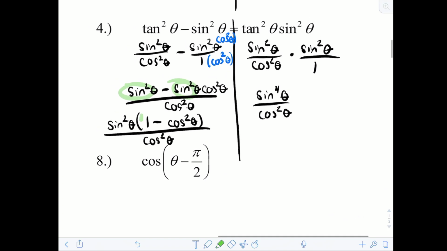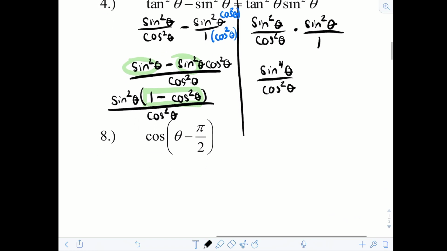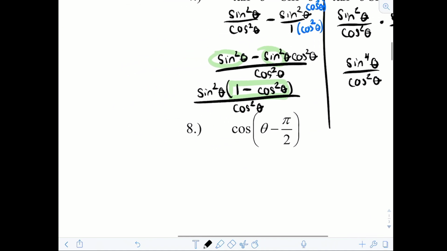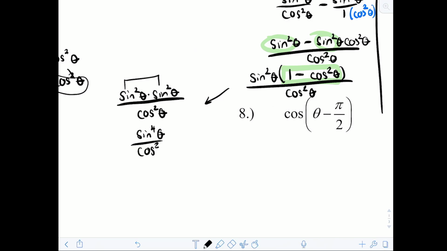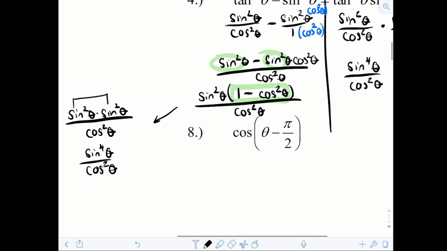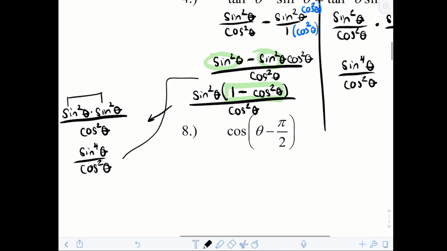And then I can see right here, this 1 minus cosine squared ends up giving me another sine squared. I'm going to just do some work over here. So this is going to be sine squared theta times sine squared theta over cosine squared theta. And sine squared times sine squared gives me sine to the fourth theta over cosine squared of theta. And that gives me my other side over here.